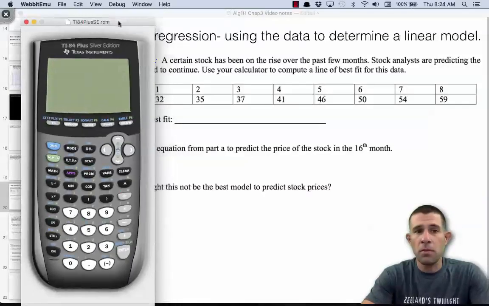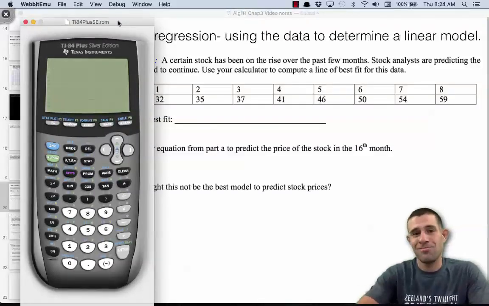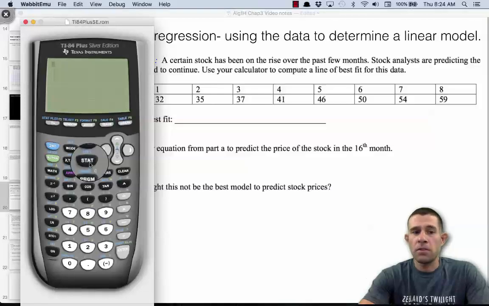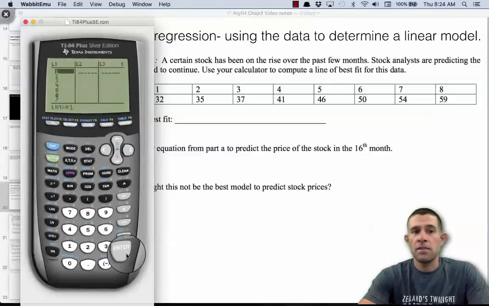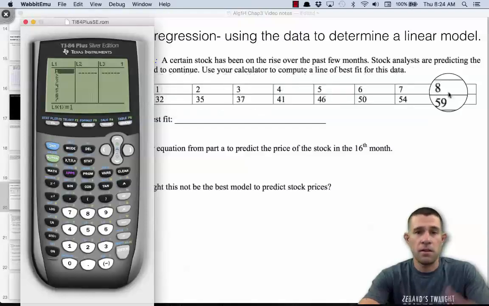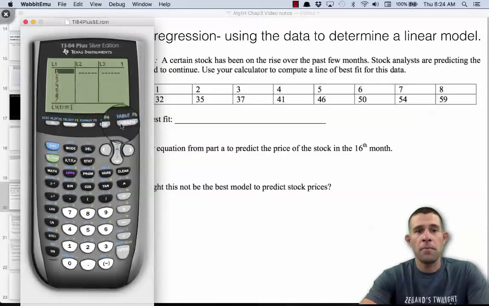Let's run through some examples and show you the keying sequence on your graphing calculator that you'll need in order to calculate the line of regression. From your graphing calculator, you're going to press the Stat button, which is right here in the middle. And then you're going to press Enter where it says Edit our statistics. In list 1 here, we're going to enter in our independent variable, which is the number of months this stock has been increasing. So you can see that I've gone ahead and done that. I've entered in the numbers 1 through 8. You can do that now.